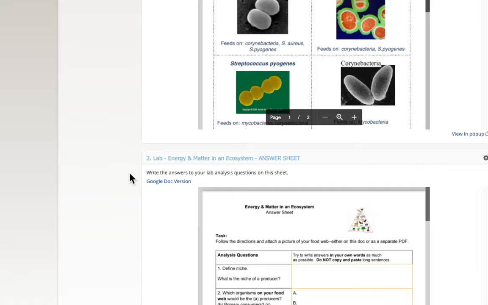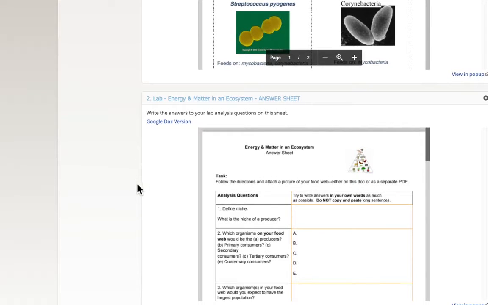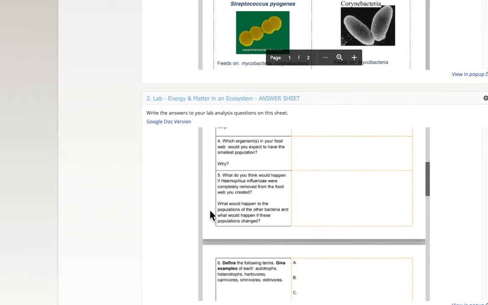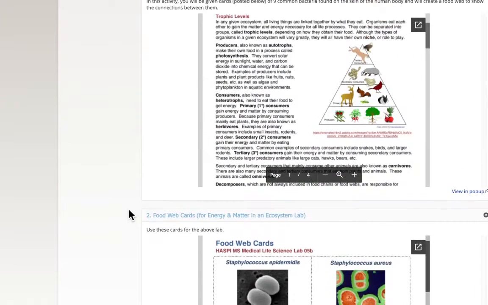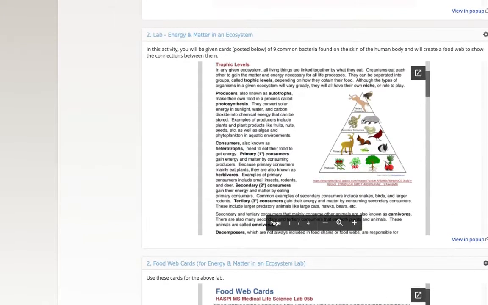And then this is an answer sheet for you to write your analysis questions. You're going to be submitting a picture of your food web as well as this answer sheet. So let's take a look at the lab real quick.